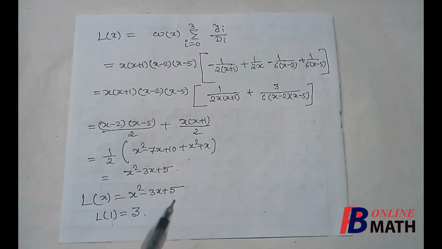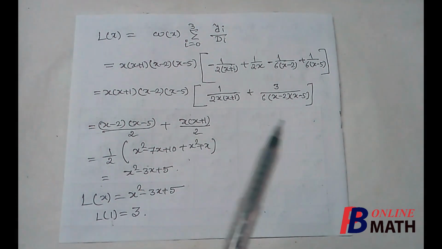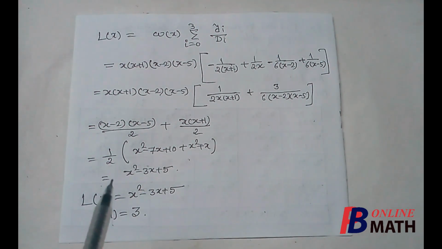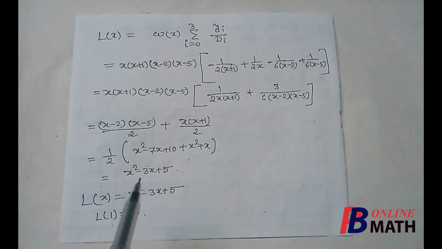I am just skipping the detailed calculation. If you simplify this, you shall find that the polynomial is equal to x square minus 3x plus 5, which we have already obtained in the previous case. So this is the required polynomial, x square minus 3x plus 5. And the value of the function at the point 1, that is L1, is equal to 3. If we replace x equal to 1 here, we shall find it 3. So that completes the solution. So that completes this part.